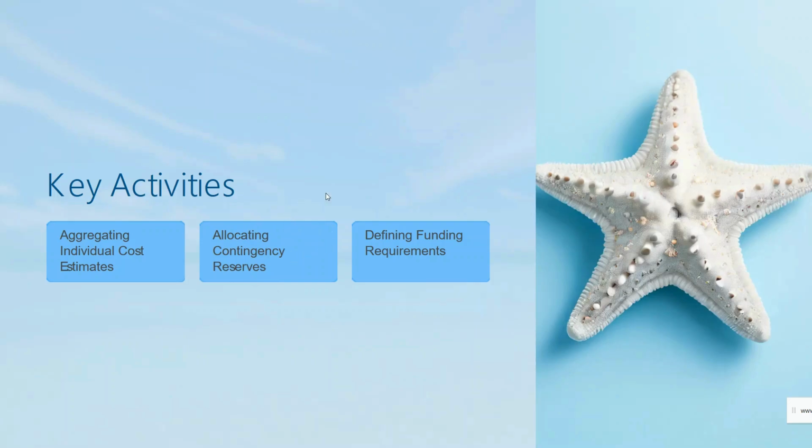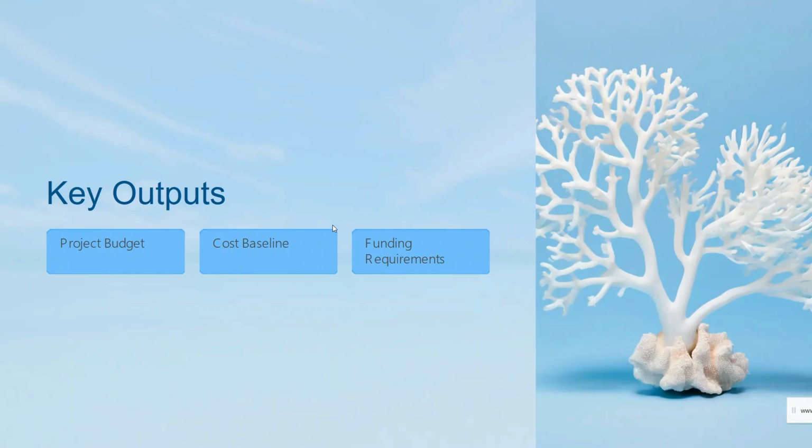After that, we have defining the funding requirements. We will work on the funding requirements that will establish when funds will be needed during the project life cycle, particularly for the different stages or milestones. Next, we have the key outputs here. First, the project budget. The project budget is the total approved cost for the project, which includes both the cost baseline and any reserve.